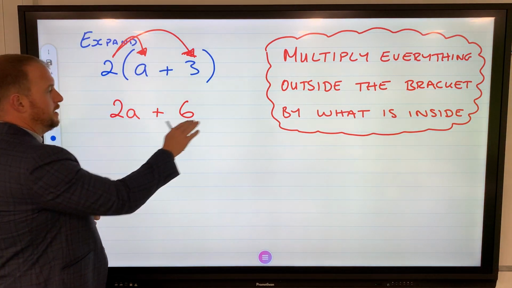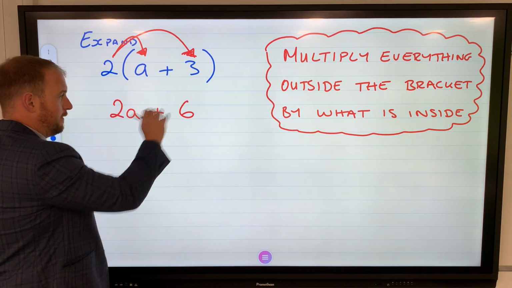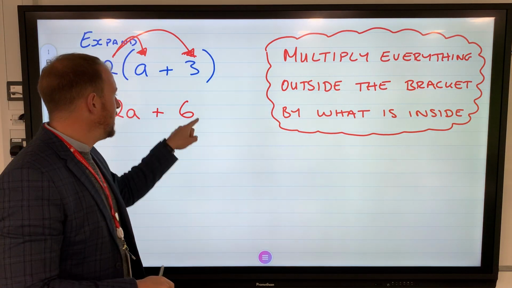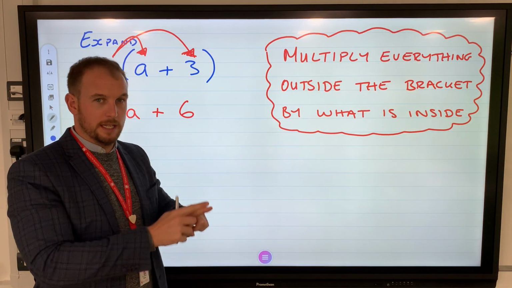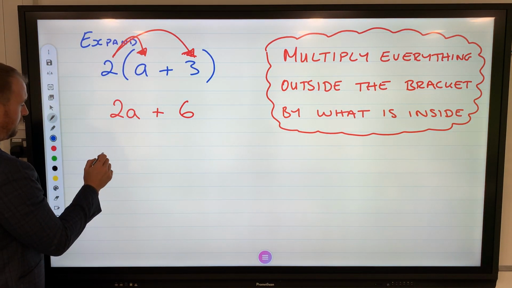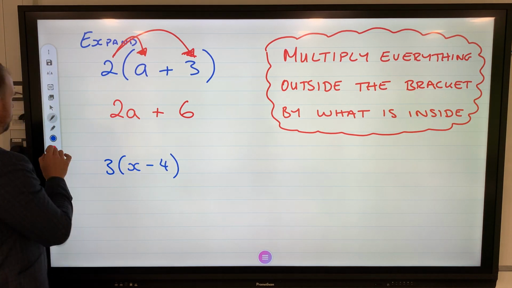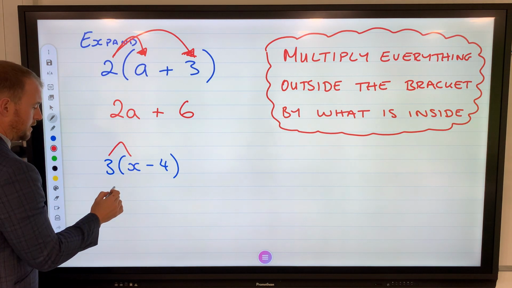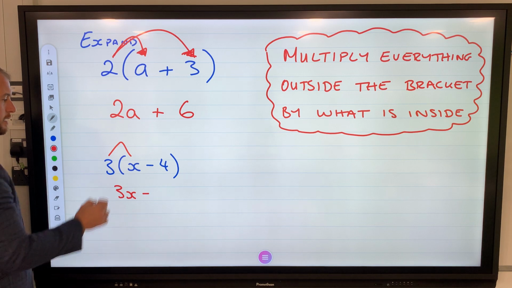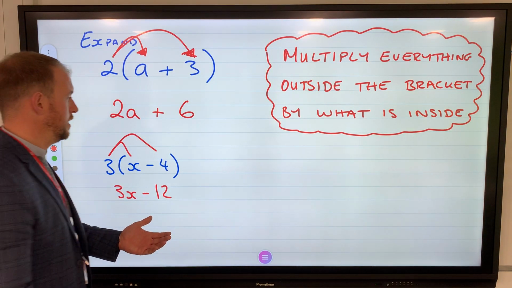I can't put these together because I have an a and then I've got 2a and then I've got a 6. Okay, they are different. They're not like terms. If it was a 6a, I could put them together to make 8a, but as they're separate, I've got to keep them separate. So then if I had 3, open bracket, x minus 4: 3 times x is 3x, plus and a minus makes a minus, 3 times 4 is 12, just like that.